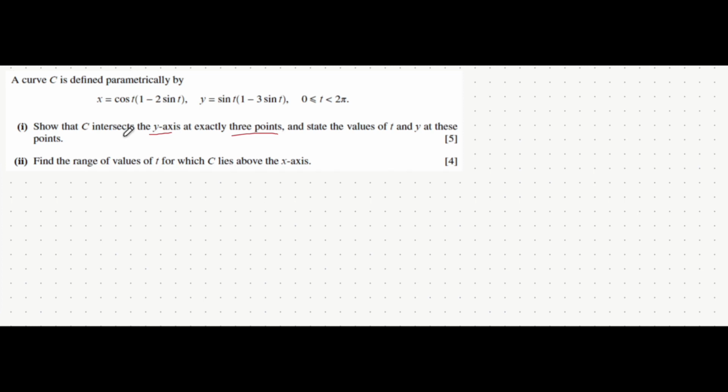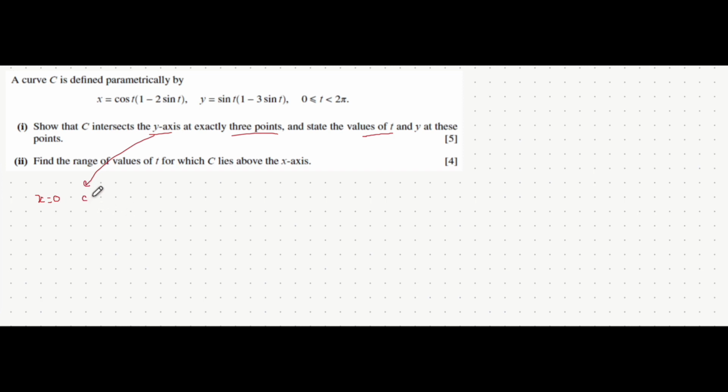A curve intersects the y-axis specifically when x is equal to 0. So what we need to show is that when x equals 0, there are 3 roots to the right-hand side of the equation. And then we want to state the values of those t values. Let's do that first and then move on to the next part of the question.